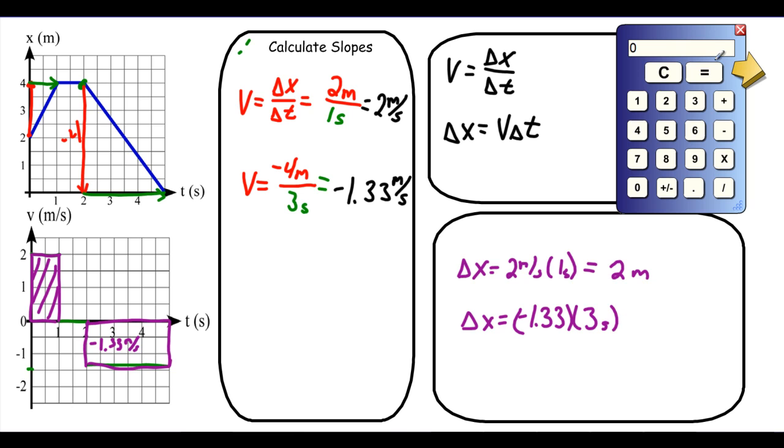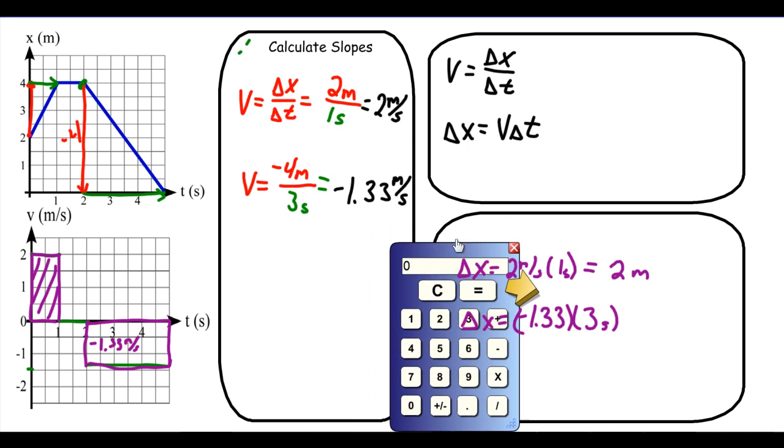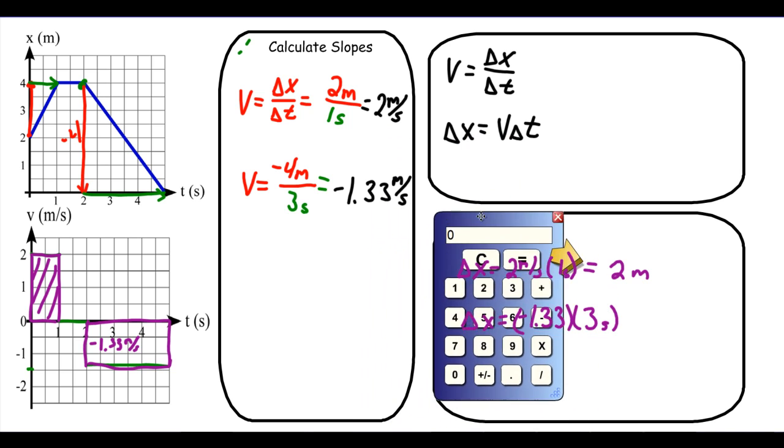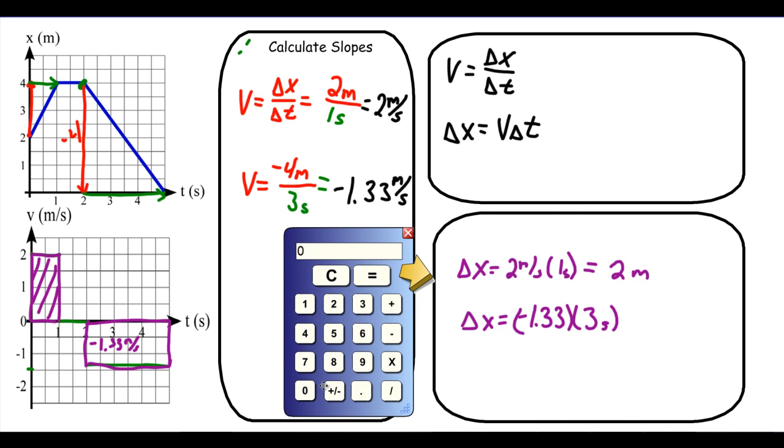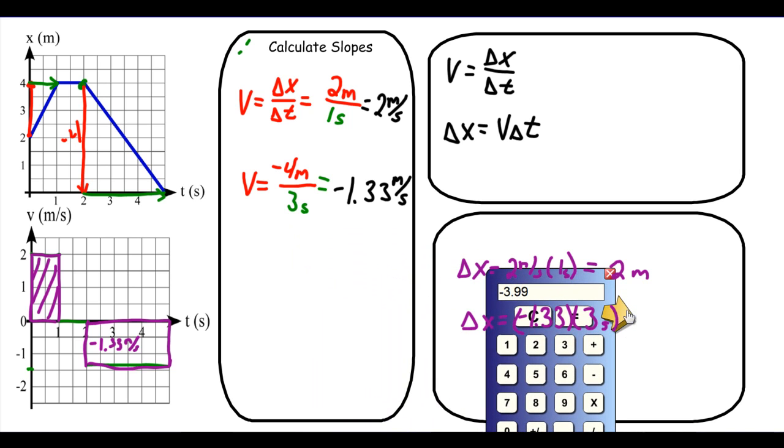Now, I will need my calculator on this, so let's go ahead and use it. All right, so here's my calculator. We'll go ahead and put it over here. And I'm going to go ahead and type into it. So it's going to be negative 1.33. And let's make that negative. And it's going to be times 3 seconds. And that's going to equal negative 3.99, or roughly 4.